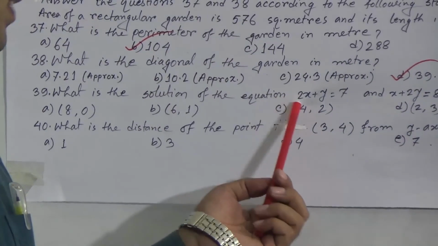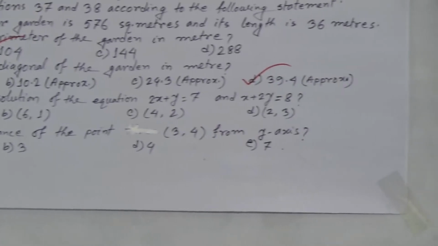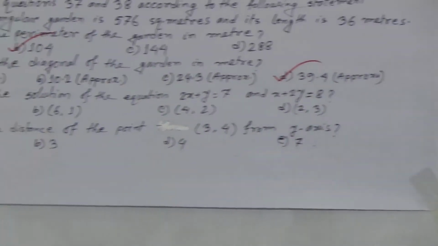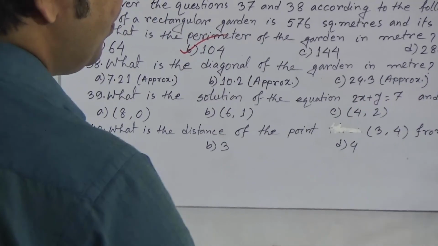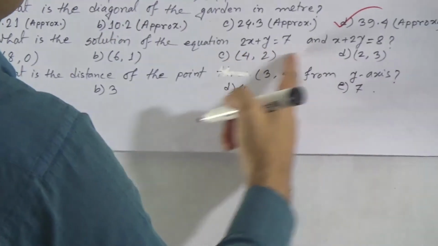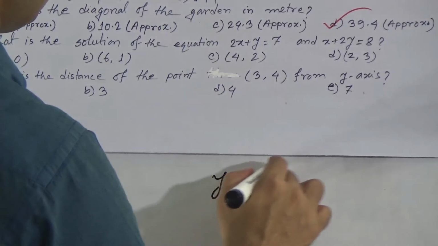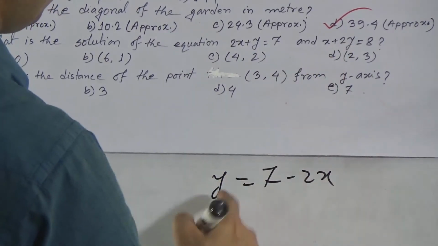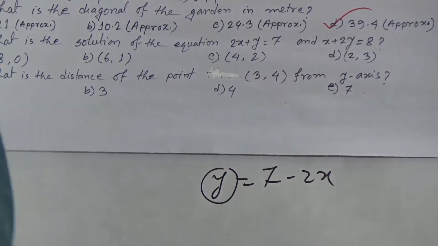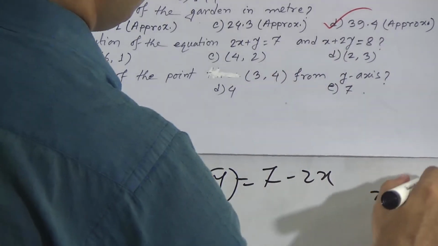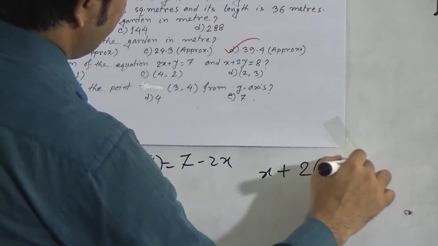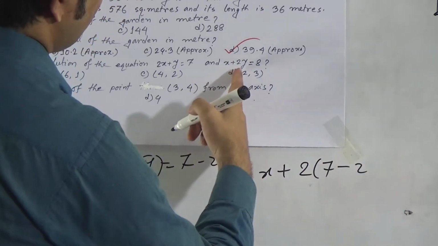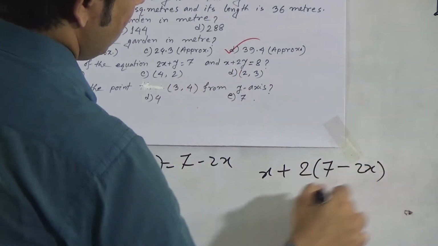If you put the values of x and y and check that the equation is correct, then you will get the solution. You can check or you can solve, but I will solve. Dear students, now see, from equation 1 we get y equal to 7 minus 2x, and put this value of y in equation 2, you will get x plus 2 into 7 minus 2x.